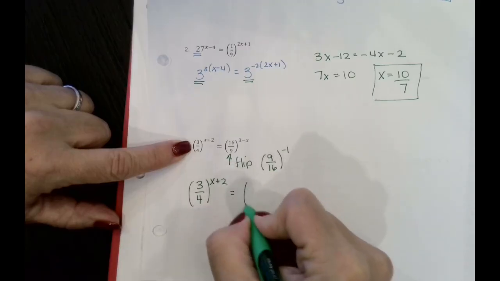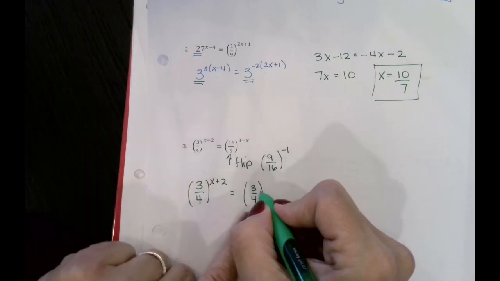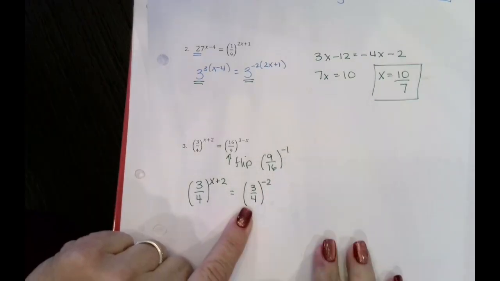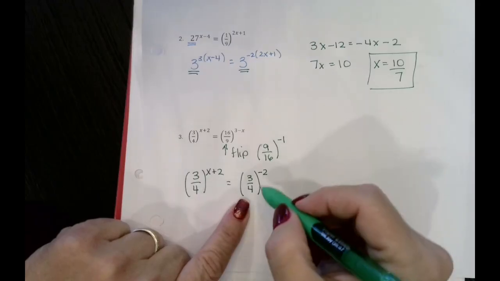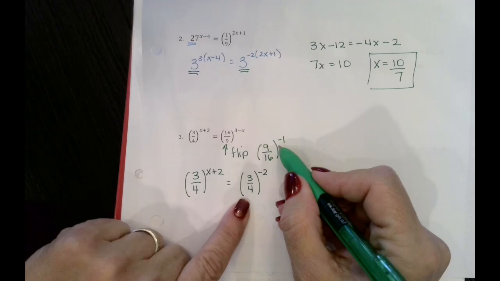And my right side is also going to be 3 over 4. But now I'm going to square it. But I know that it has to be negative, so I'm not going to make it squared. I'm going to make it a negative 2. So if I square this, I get 9 over 16. The negative tells me that it flips.